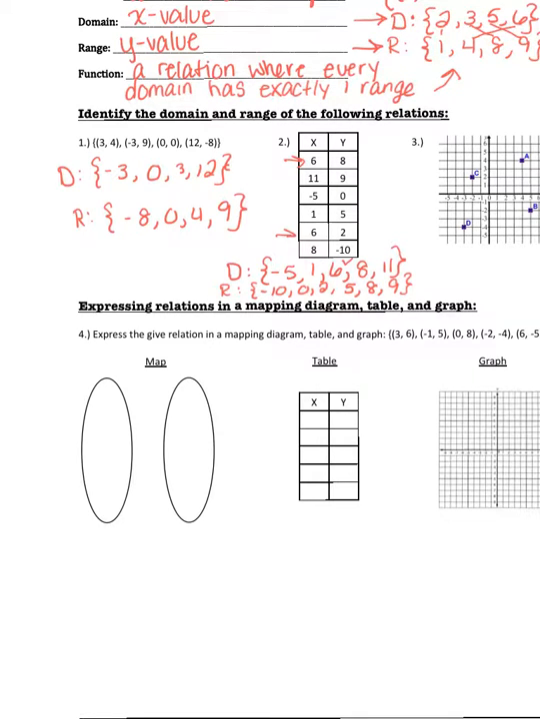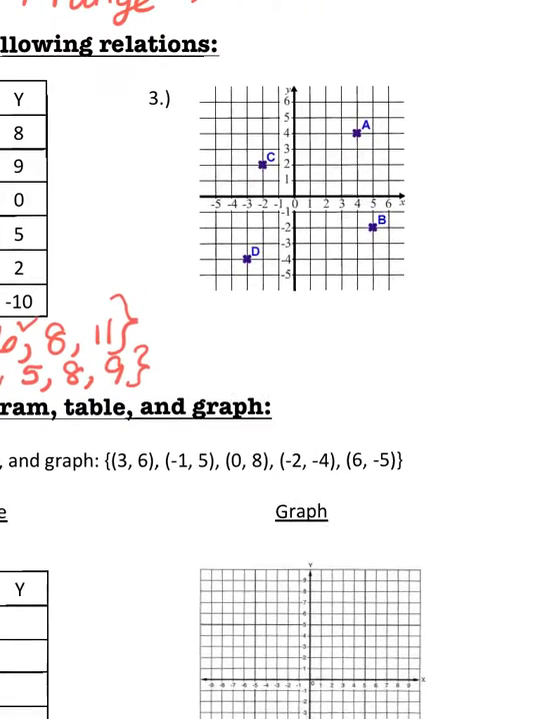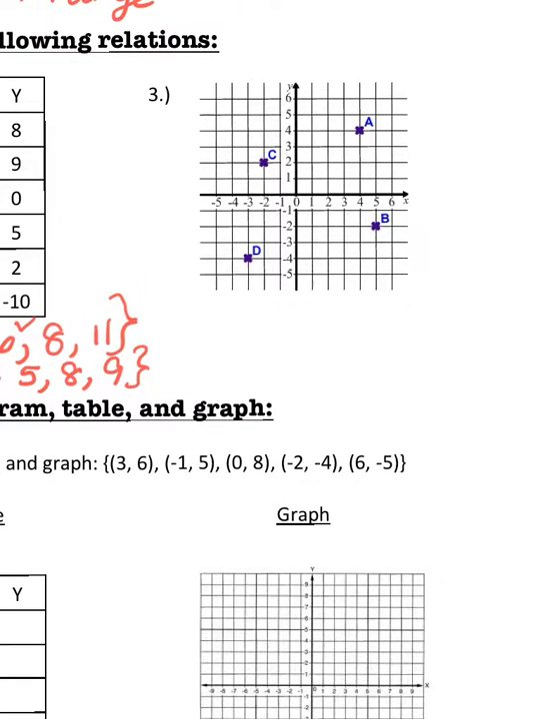And then finally, number 3. This one's interesting because we have a graph. So what you might want to do is identify every point. I know that D is at (-3, -4). I know that C is at (-2, 2). I see A is at (4, 4). And finally, B is at (5, -2).